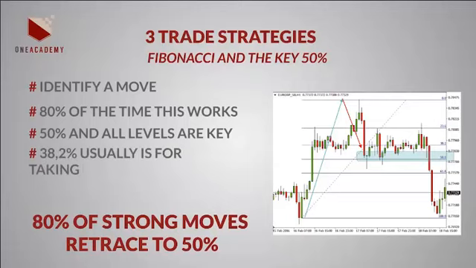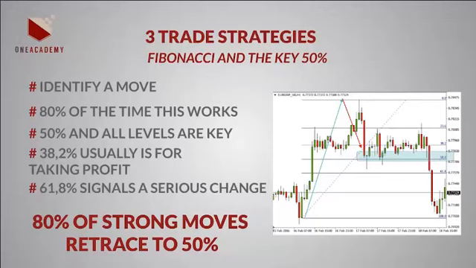As a matter of fact, for most traders, there are two more significant levels, the 38.2% and the 61.8% Fibonacci retracement levels. The 38.2% is frequently seen as a take-profit level, while the 61.8% is seen as a major signal of a serious change. These two levels, combined with the 50% level, will help you as a trader identify your key entry and exit points.